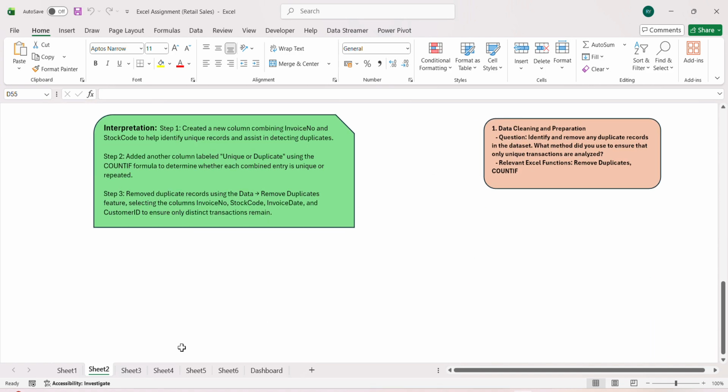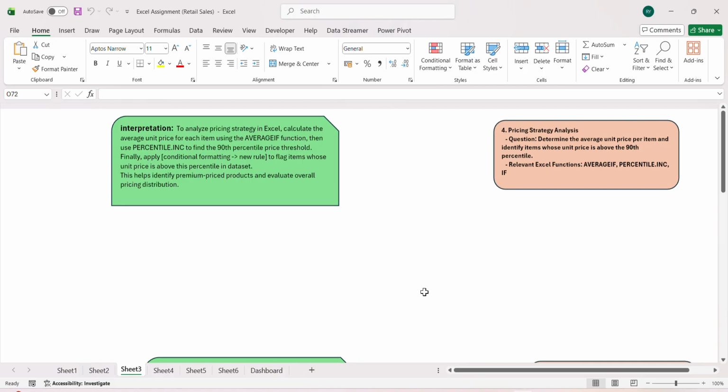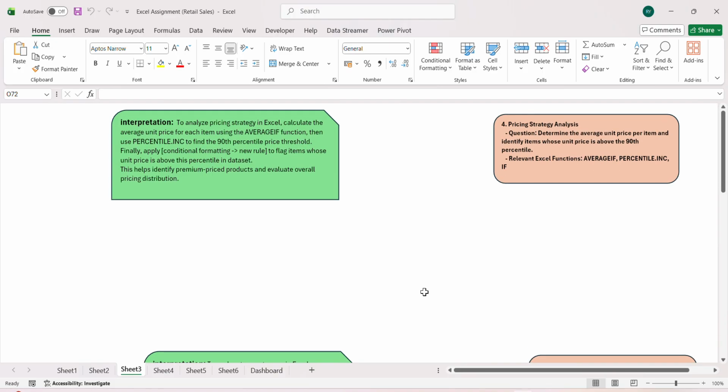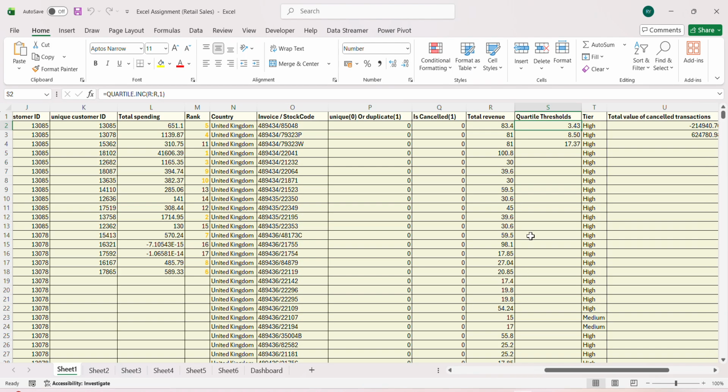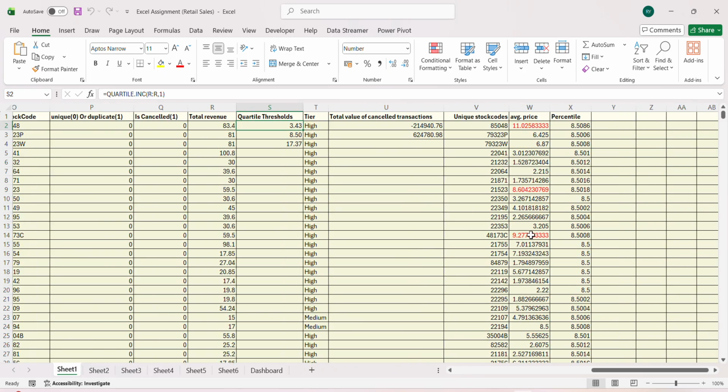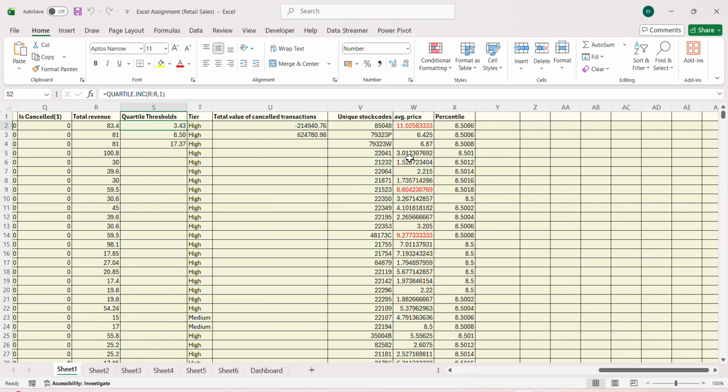Moving on to the next question, which is the fourth, pricing strategy analysis. To analyze pricing strategy in Excel, I calculated the average unit price of each item using the average function. Then I used PERCENTILE.INC to find the 90th percentile price threshold. Here I have created the average price column and the percentile column.